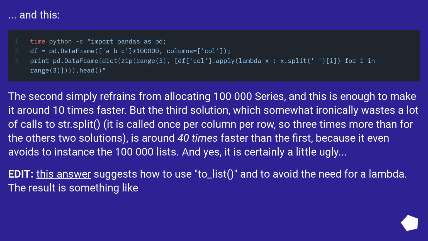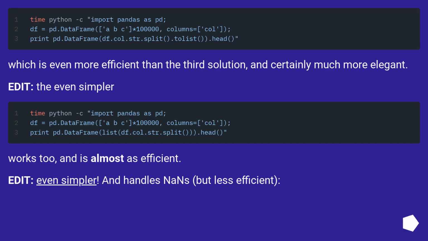Edit. This answer suggests how to use the underscore list, and to avoid the need for a lambda. The result is something like, which is even more efficient than the third solution, and certainly much more elegant. Edit. The even simpler version works too, and is almost as efficient. Edit. Even simpler and handles NaNs, but less efficient.